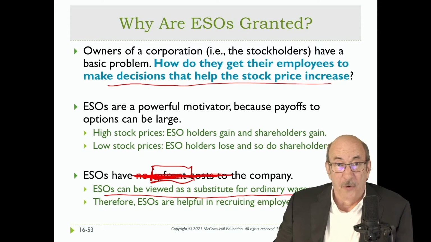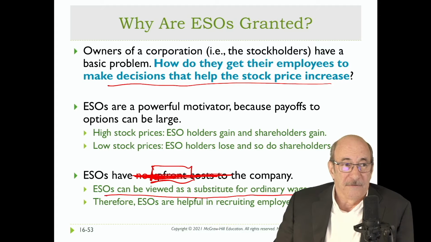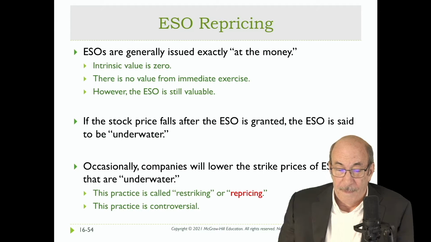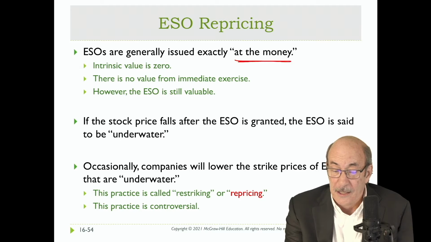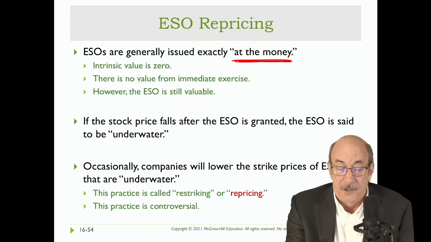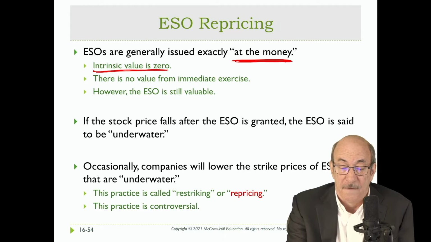Well, to some degree, right? Like I said earlier, you still need some cash, obviously, for the executive to pay rent and buy food and those kinds of minor details. ESOs are typically issued at the money, so they have an intrinsic value of 0.